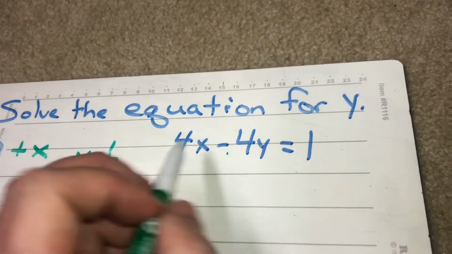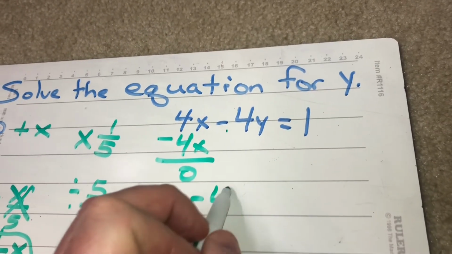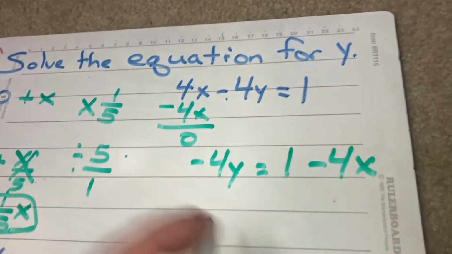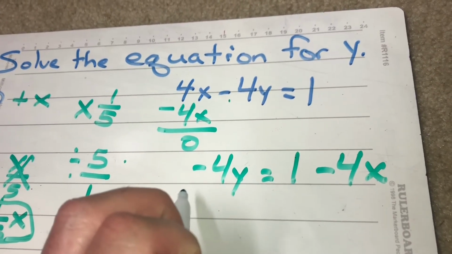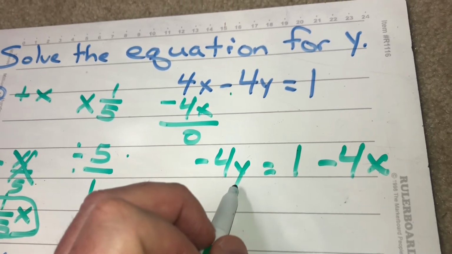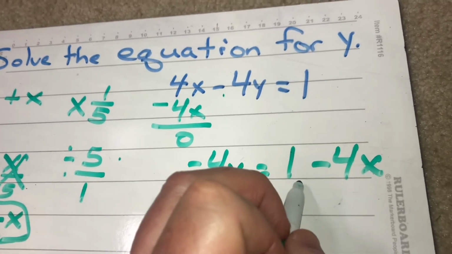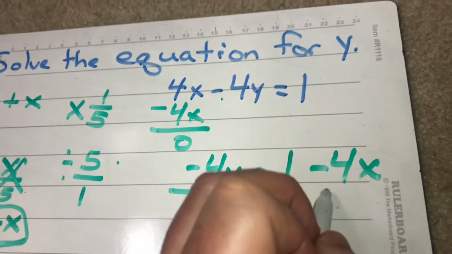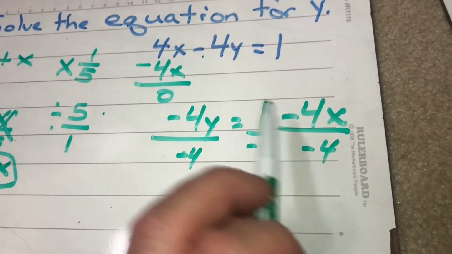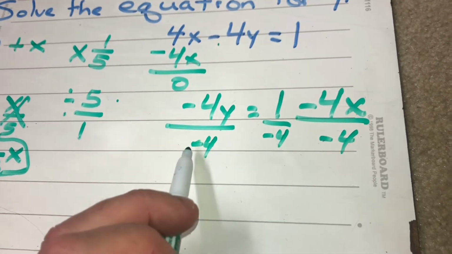Well, I've got negative 4y, so I'm going to go ahead and subtract 4x. That's going to give me 0, which is going to leave me with negative 4y equals 1 minus 4x. Well, I want to get rid of the negative 4 because I need y by itself. So I'm going to divide by negative 4, and I'm going to divide this by negative 4, and I'm going to divide this by negative 4. Let's see how we can use some mental math and not necessarily have to write this all down. Well, a negative and a negative, of course, gives me a positive.